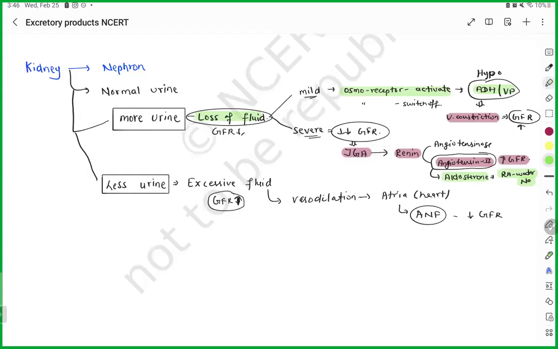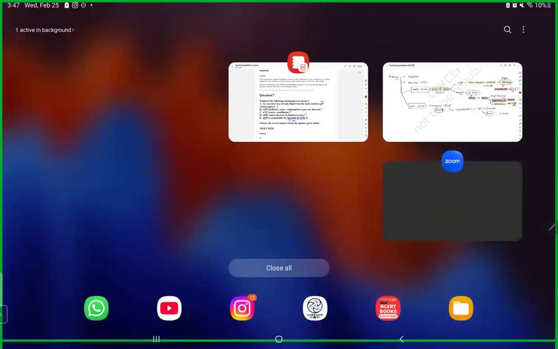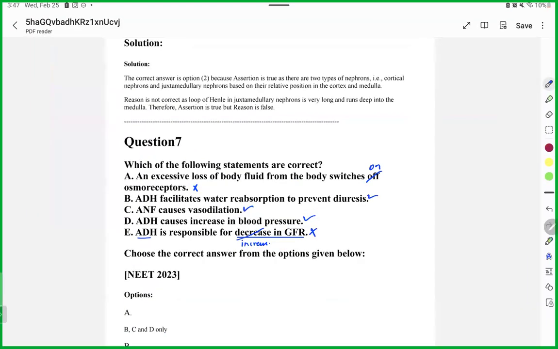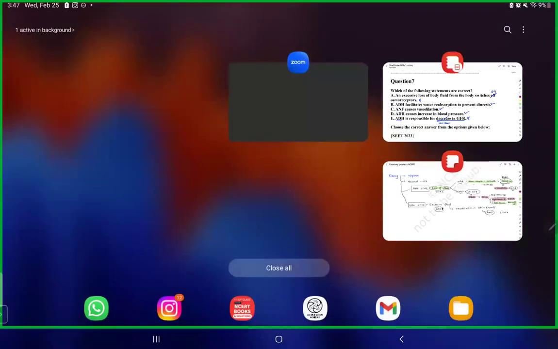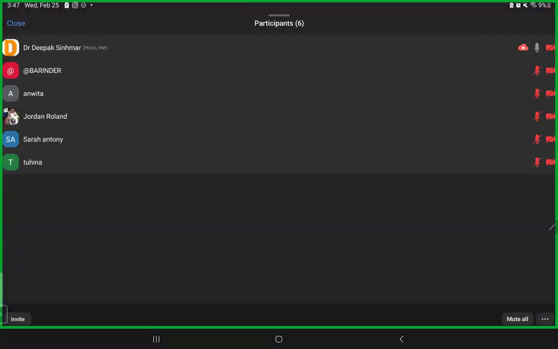That's all. Any doubt, Anvita? No. Barinder, any doubt? No, sir. Jordan, any doubt? No, sir. Rina? No doubt, sir. Sania? Sania is not there.